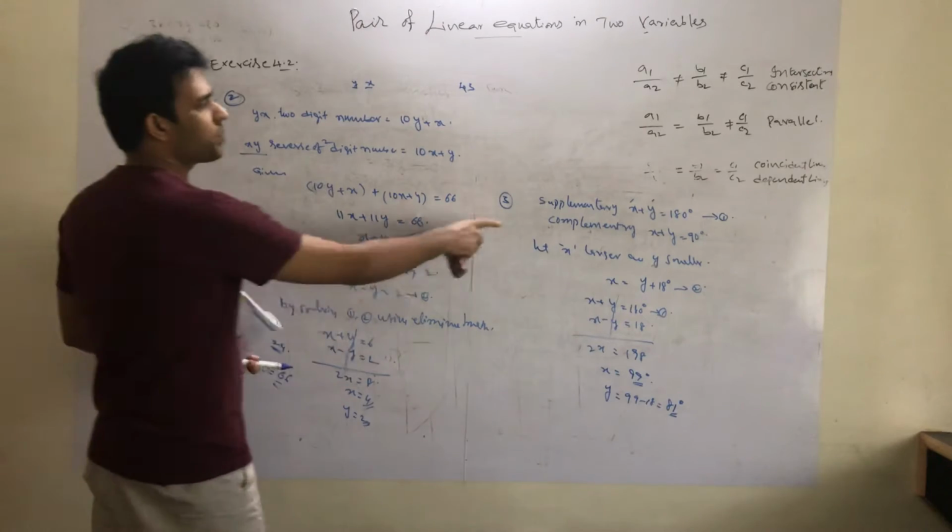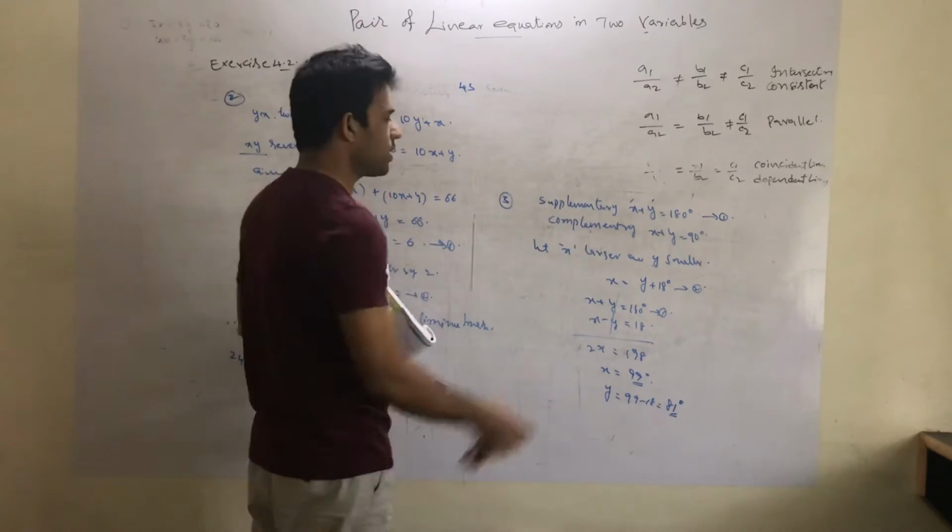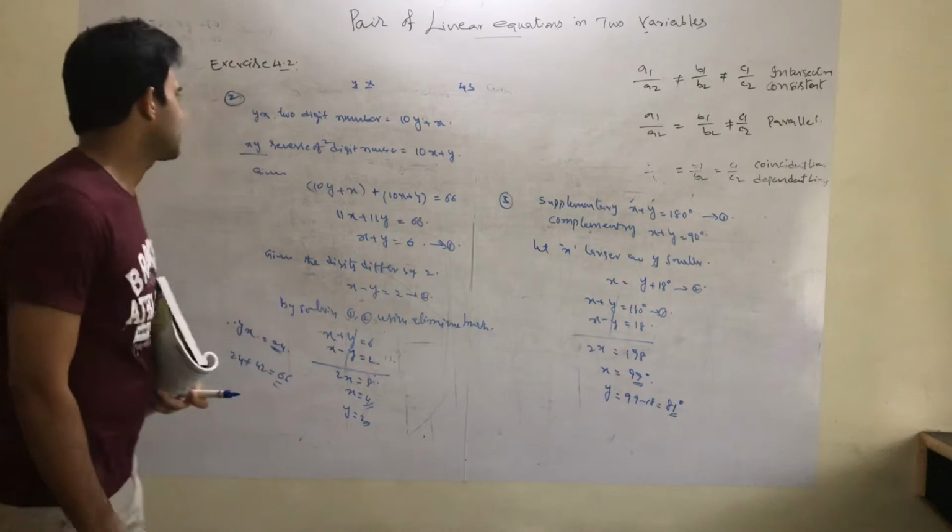Just remember, supplementary means the sum of the angles should be 180. If they say complementary, then it is 90 degrees.